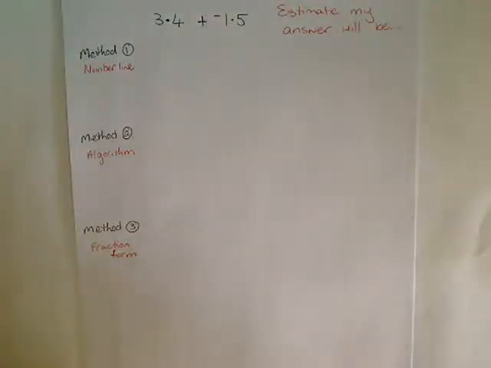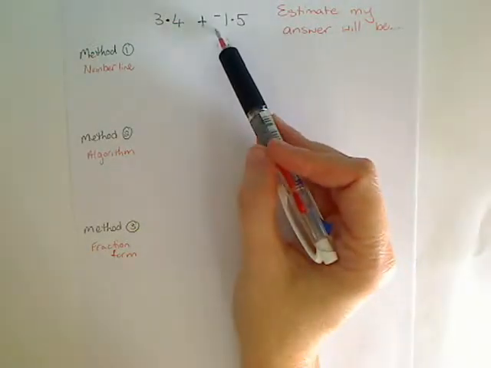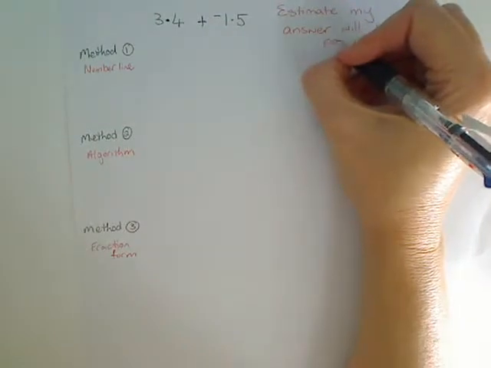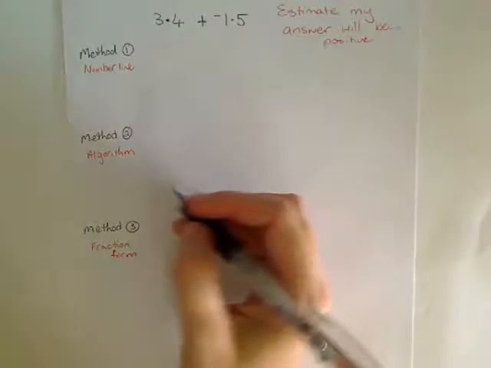Looking at our answer this time, we can see that we have a large positive number and a smaller negative number, which means my answer will be positive this time. So I need to check that as I go along. Off we go to the number line.